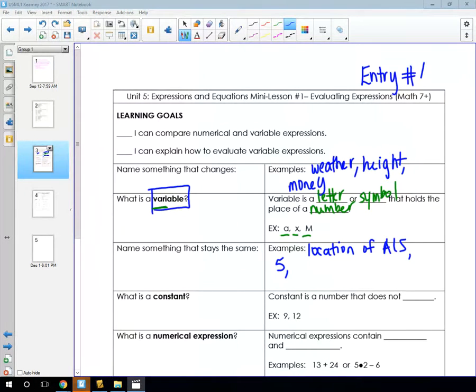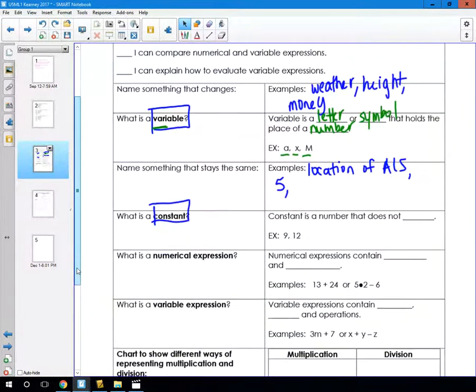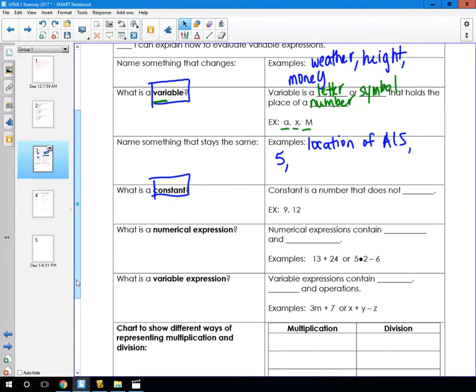So our math word there is, instead of something we said earlier, a variable is something that changes, a constant remains the same. So a constant is a number that does not change. For example, 9 is always going to equal 9. 12 is always going to equal 12. So a number that's by itself is a constant. It's not going to change.